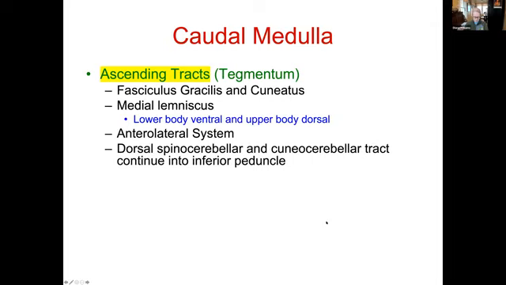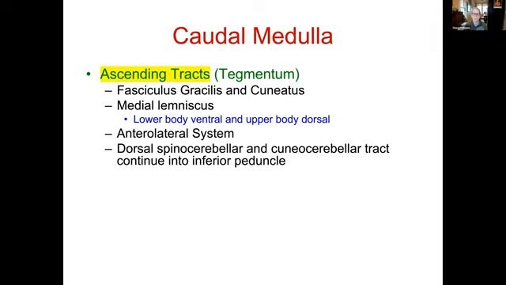Okay, so we have a little bit of time, so let's go through parts of the medulla. Here comes the cross-section death march. What we're going to do is go through cross-sections of different areas of the brainstem. We'll do caudal and rostral medulla, caudal mid-pons, and then caudal and rostral midbrain.